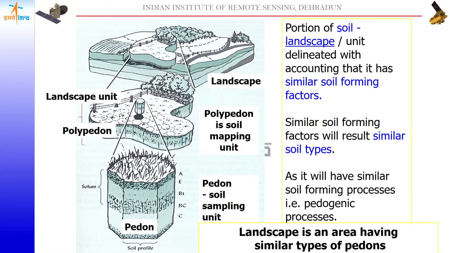For example, one example is shown, that is a landscape, meaning land area. We divide the landscape into a number of landscape units, and in those units we study any point, we study the soil profile, which is known as a pedon. So you can say the landscape unit or physiographic unit is your mapping unit, but when you study a point profile, it is your sampling unit. This is how the concept works.